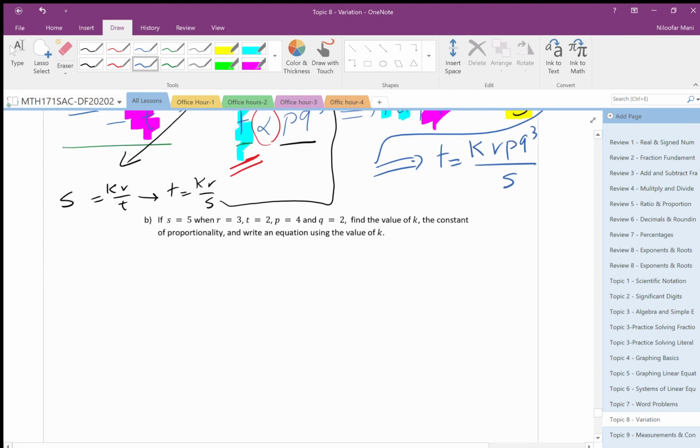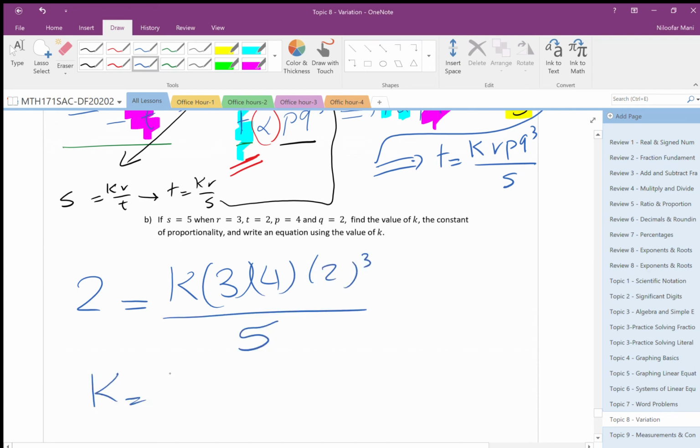Yes, I can. What is T? 2. What is R? 3. What is P? 4. What is Q? 2 cubed. What is S? 5. So K is 10 divided by 12 multiplied by 8, which is 96, which is 5 over 48. If I don't say rounded, keep it as exact. Fractions are exact. Radicals are exact. When I don't use my calculator, it's exact, so I just keep it this way.